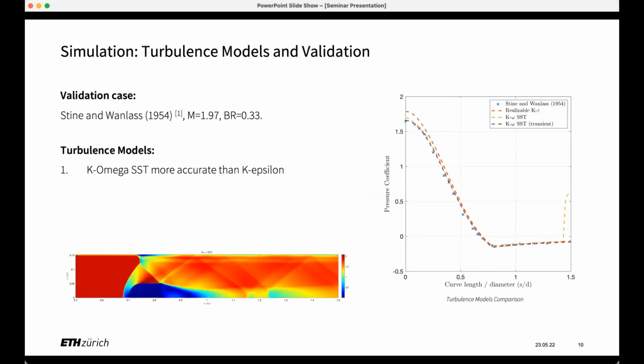We did some validation cases to make sure that our setup made sense. The first one was simulating an experiment done by NASA in the 50s with a bullet in a wind tunnel. This was because it was a very similar environment to what we have with the Hyperloop pod, actually, with reflected shock waves and oblique shock waves in front of the bullet as well. We found that the K-omega SST turbulence model was a little bit better for us here. It tracked the results a little bit more accurately. We also did some transient simulations here because our final simulation is transient.